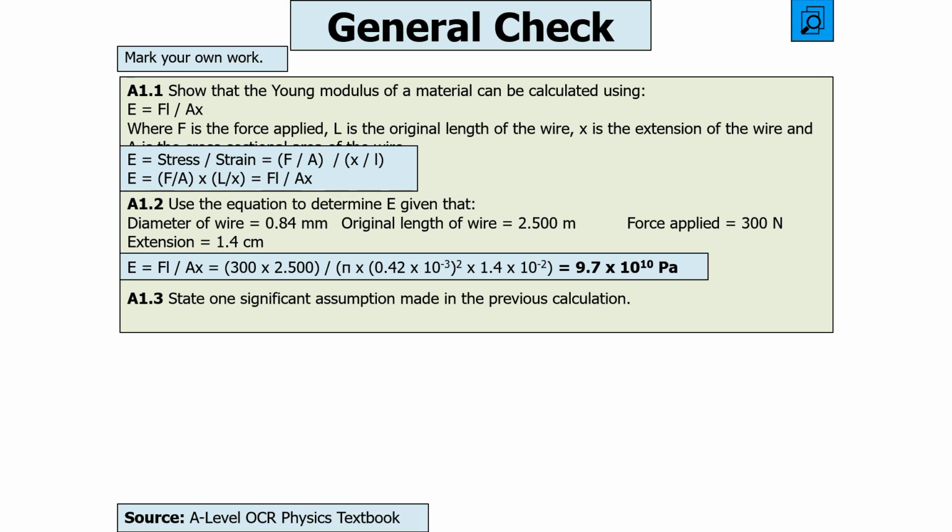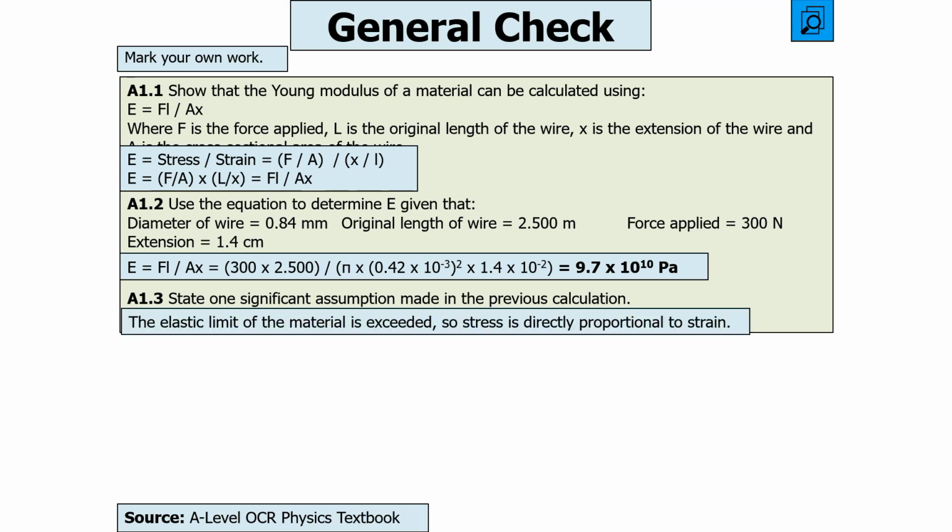And our assumption is it's a straight line in our stress strain graph, so therefore the elastic limit of the material has not been exceeded. So stress and strain are directly proportional.